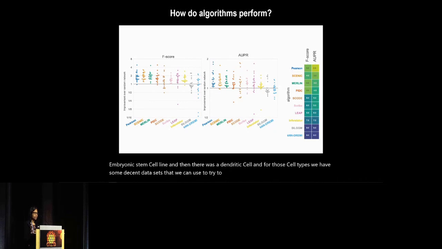And for those cell types, we have some decent data sets that we can use to try to benchmark these methods. So we looked at different methods here that you see, and then we also looked at Pearson's correlation, just as a very simple baseline. And surprisingly, we found that the methods that are developed for single cell do work. However, Pearson's correlation is also pretty good. That was interesting. There are some other things that we go more into the detail where you may not want to just use Pearson's. So the metrics actually matter.